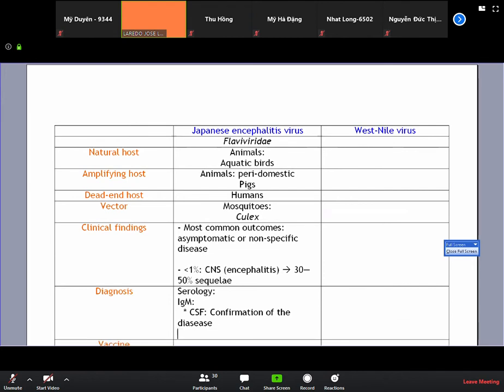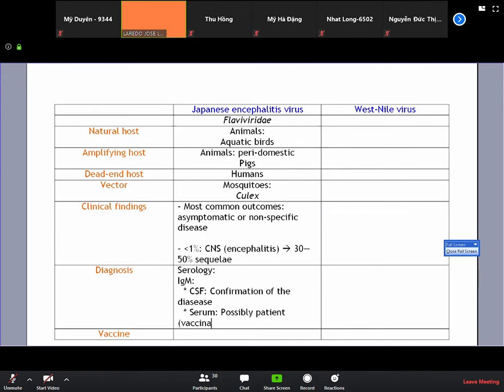However, we can also detect IgM in serum, in blood. However, when we detect IgM in serum, we are not very sure that the patient is suffering encephalitis because of Japanese encephalitis. In serum, we can say only that the patient is possibly infected. Why? Because IgM also appears in vaccinated people. IgM also appears in asymptomatic people.